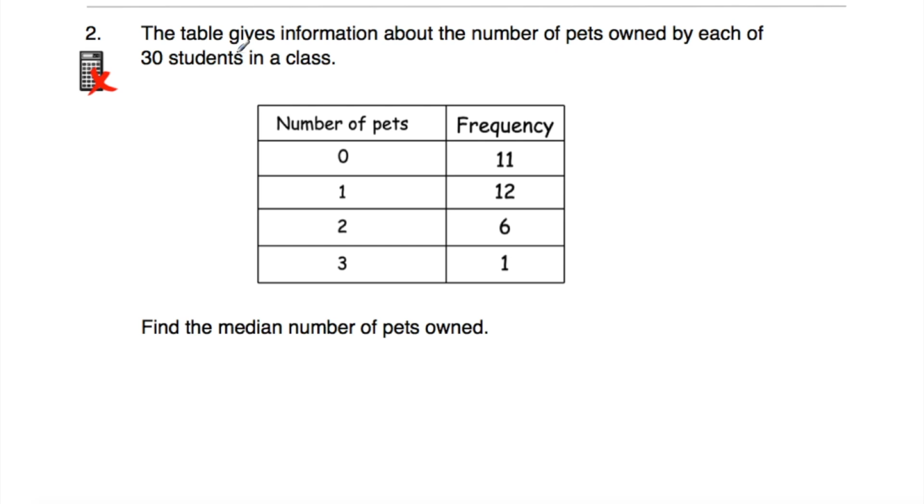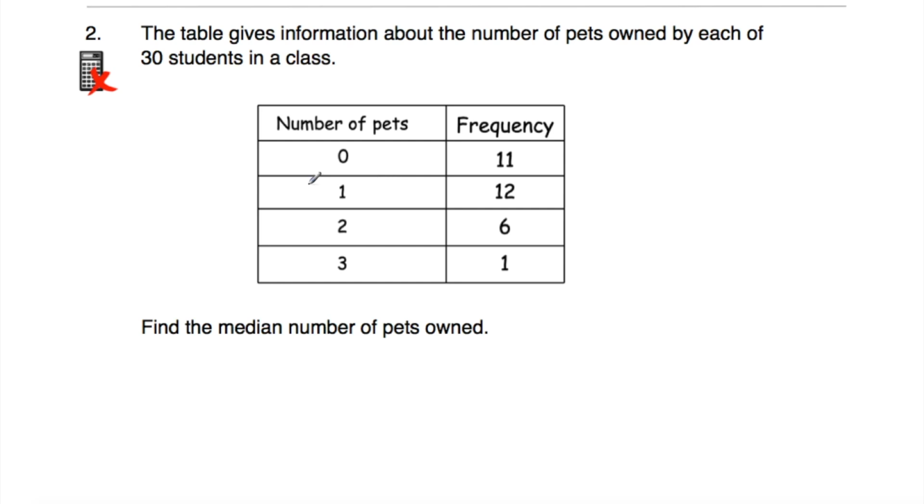Okay, so question number 2. Question number 2 says the table shows information about the number of pets owned by each of 30 students in a class. So 11 people own 0 pets, 12 people own 1 pet, 6 people own 2 pets and 1 person owns 3 pets. And we want to find the median number of pets owned. So we want to find the median from this ungrouped frequency table.